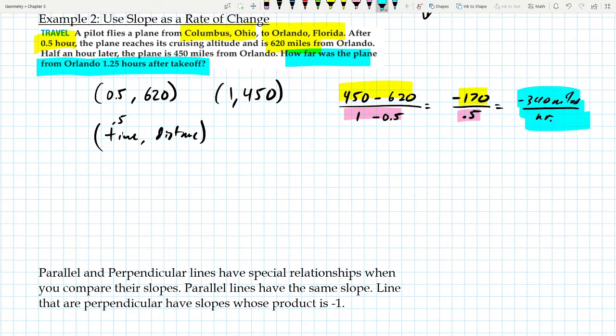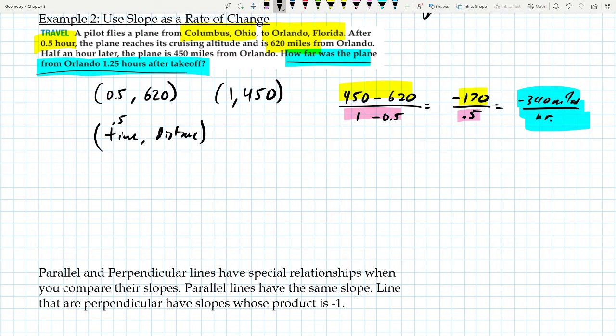Now, an important thing about this rate of change, it's negative because the distance to Orlando is decreasing, right? It's getting closer and closer by the minute. So that's why it's a negative miles per hour. We don't really need to worry about the negative all that much because what we kind of want to do is figure out how far the plane was from Orlando 1.25 hours after takeoff.